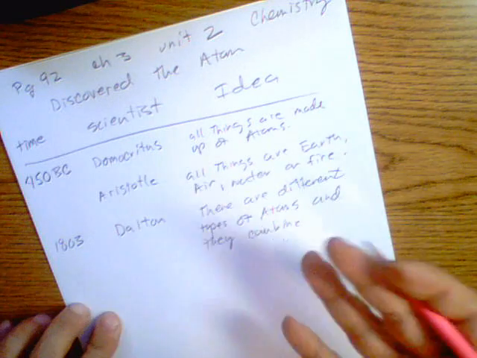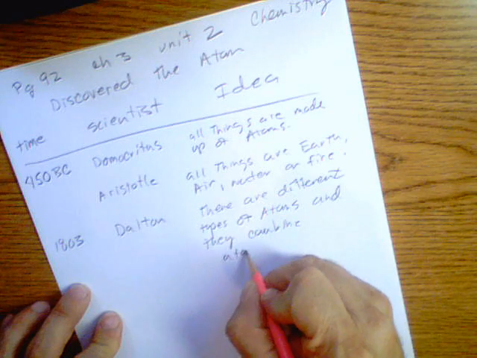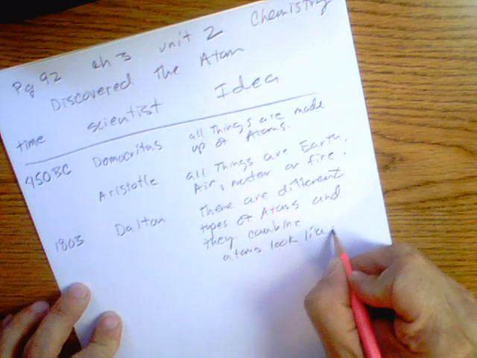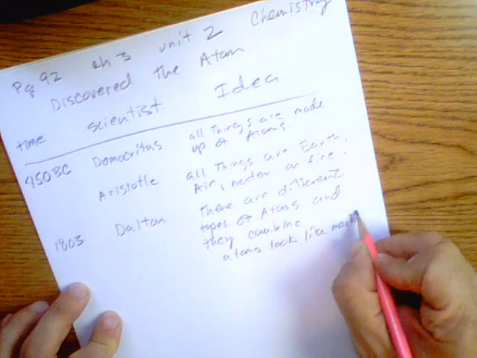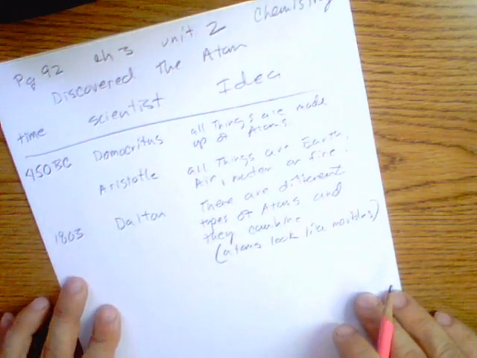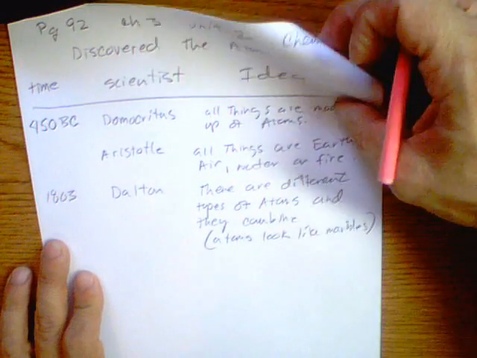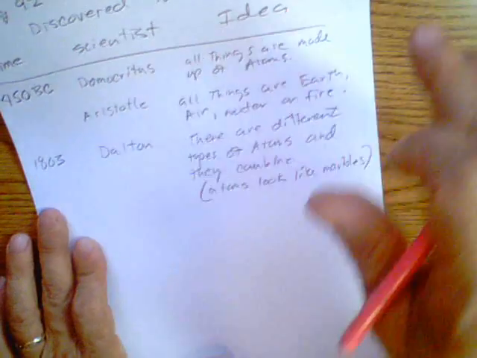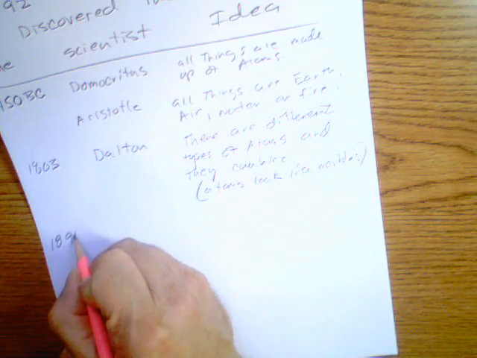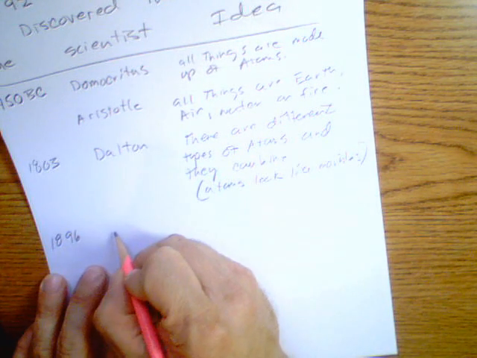But atoms, we didn't know what they looked like at this time. They're like marbles. Right? They just look like marbles at this point. We have no idea what their structure is, what they're made up of. Atoms just look like little solid balls. Right? Well, we're trying to slowly discover this.